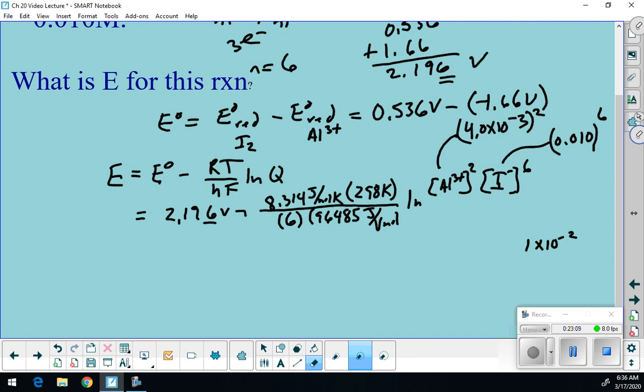Times 298 times 8.314 divided by 6 divided by 96485. And I get a negative 0.1655. So I'm going to take 2.196 minus my answer. And I get a 2.36 volts. So once again, my reduction potential went up, meaning my driving force became greater for moving this in the forward direction.